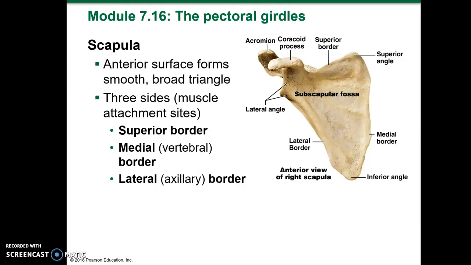If we look at the scapula, you see it has an anterior surface. It forms a smooth, broad triangle. There are three sides. And the parts of the scapula, the markings that we'll mention are important as muscle attachment sites. We have a superior border, a medial border, and a lateral border.